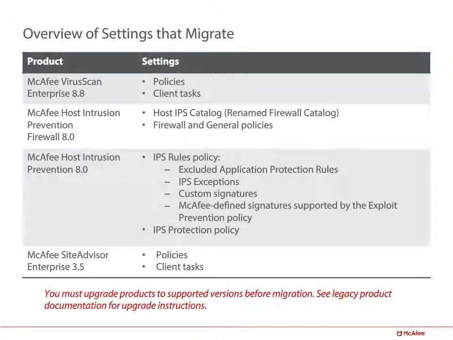In the overview of the settings that will migrate, for the product VirusScan Enterprise 8.8, it will upgrade all the policies and client tasks. For host intrusion prevention Firewall, it will migrate over the host IPS catalog, but now it will be called the Firewall catalog. It will also migrate over all your firewall policies and any of the general policies.